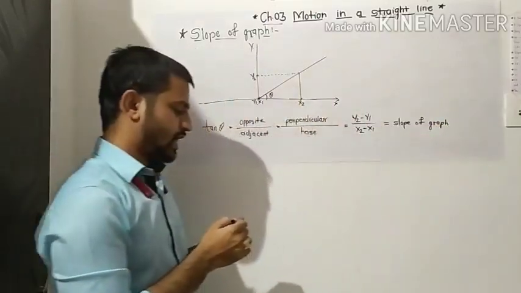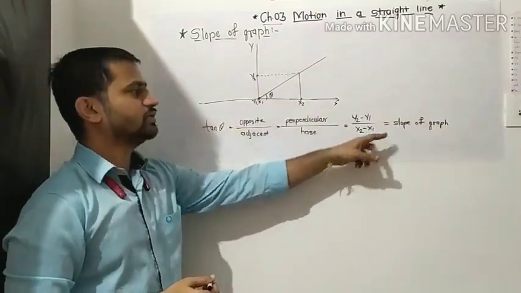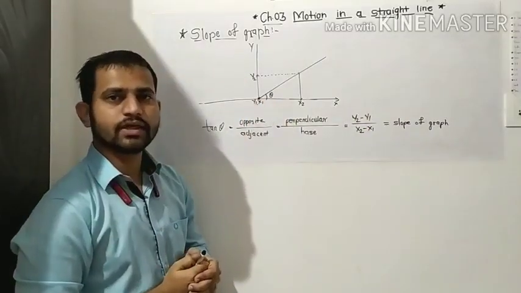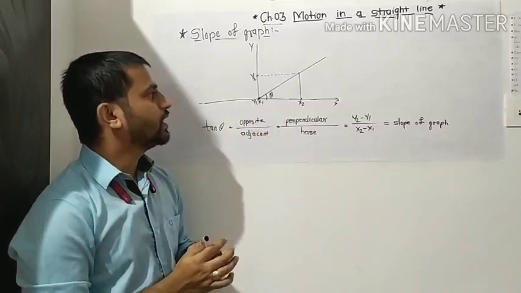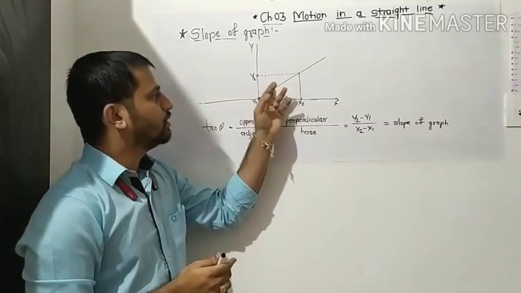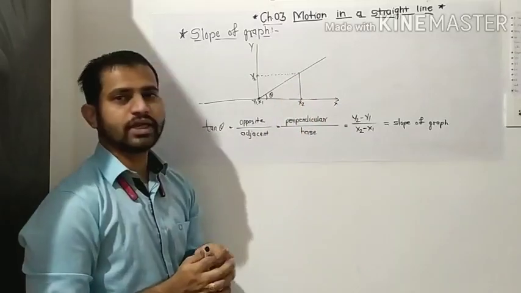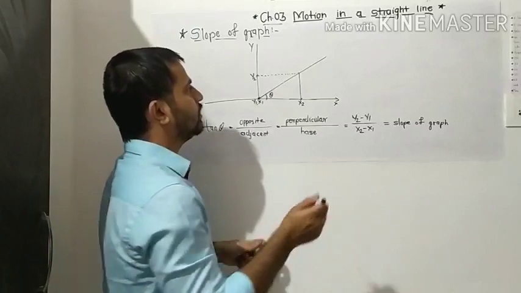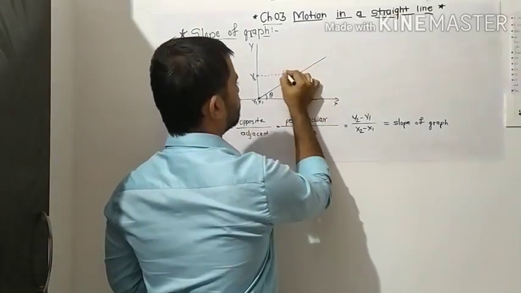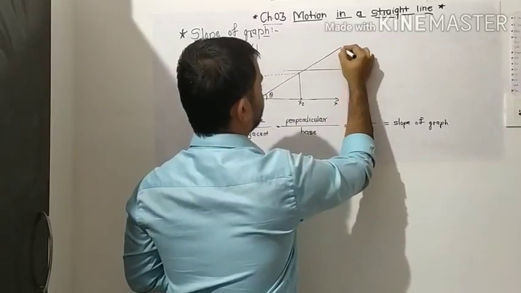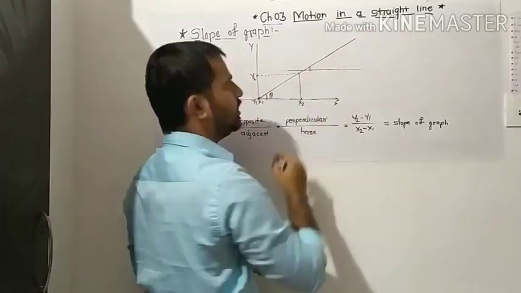The tan of the angle is nothing but the slope of the graph. Here is the angle theta. If we draw a horizontal line along this inclined line, then at that location there will be angle theta. Suppose we draw one horizontal at this point, then here will be an angle.